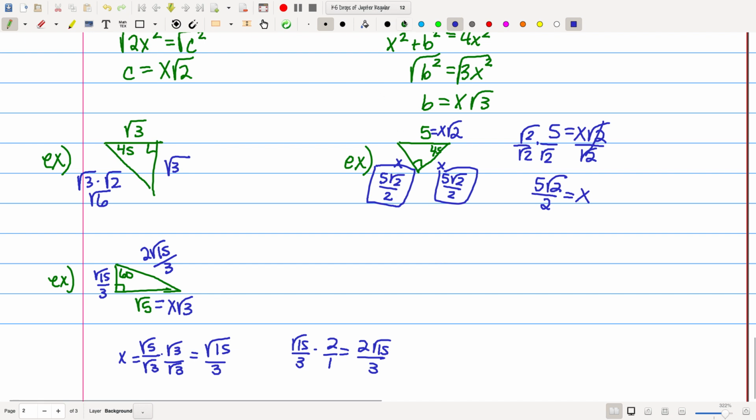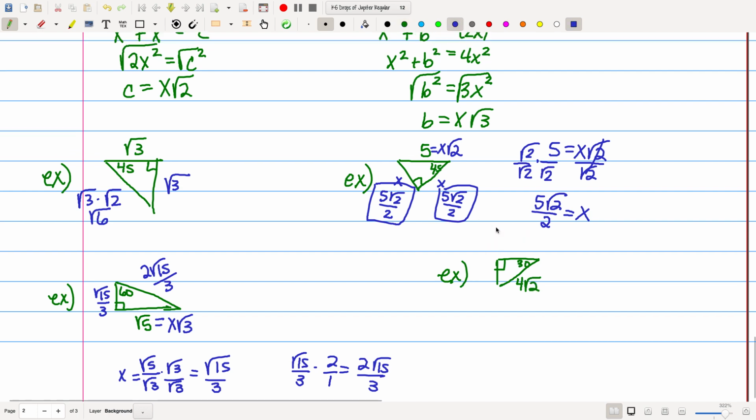Okay? Now, let's do another one just to practice. All right, so I'm going to call this 30 degrees. So this is my short leg, this is my long leg, this is my hypotenuse. And this time I'm going to give you a hypotenuse of 4 square roots of 2.